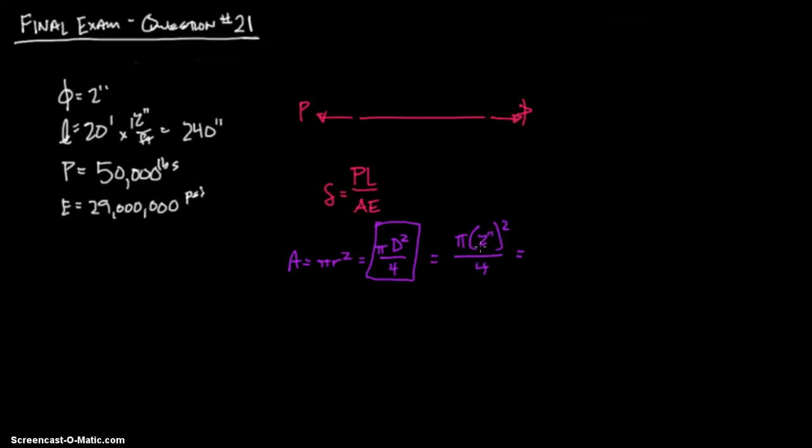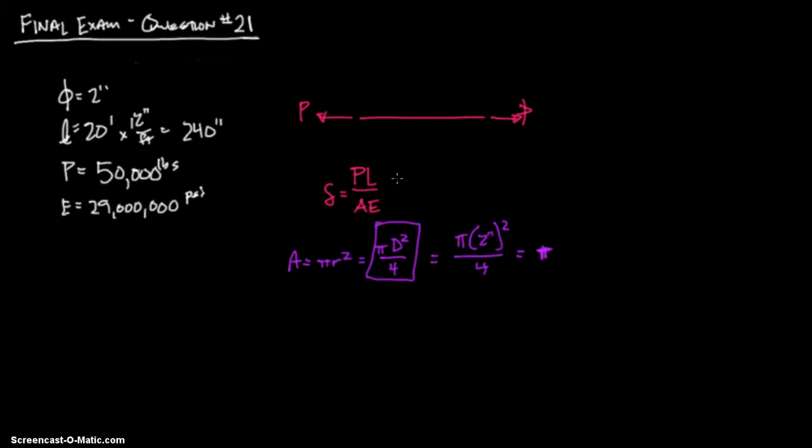So this is what? 4 divided by 4, it's actually going to equal pi. 2 squared equals 4 divided by 4 equals 1. Pi divided by 1 is pi. Alright, so that's pi. Sorry, it's probably not the most pretty pi in the world, but it'll do.